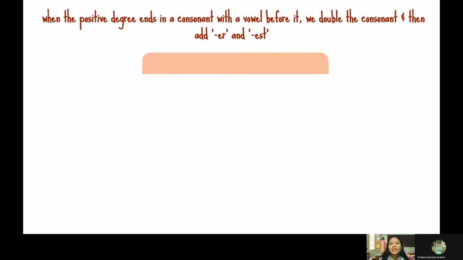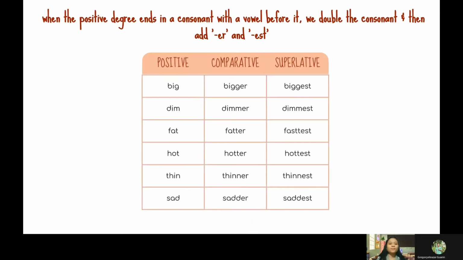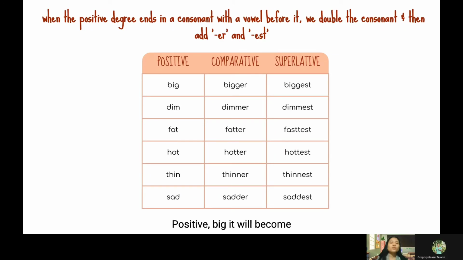When the positive degree ends in a consonant with a vowel before it, we double the consonant and then add ER and EST. So, if the last letter of the word is a consonant, we will double it, and then we will add ER if it is comparative, and we will add EST if it is superlative. Here are some examples. The positive, big, the comparative of it is bigger, and the superlative of it is biggest. Next is dim, becomes dimmer to dimmest.